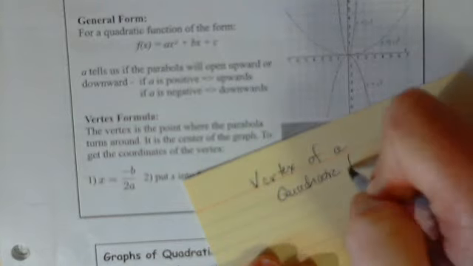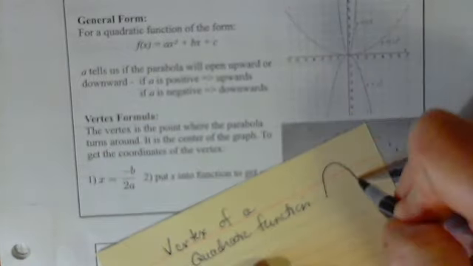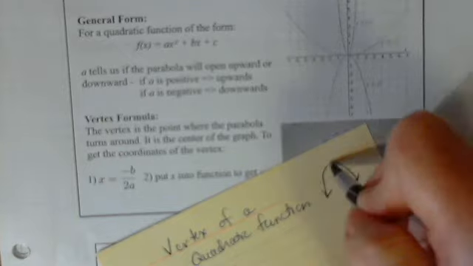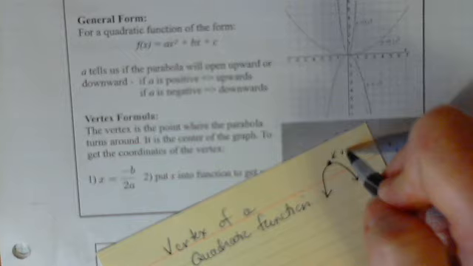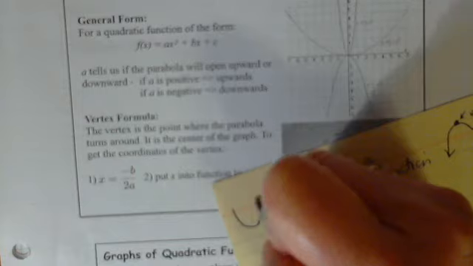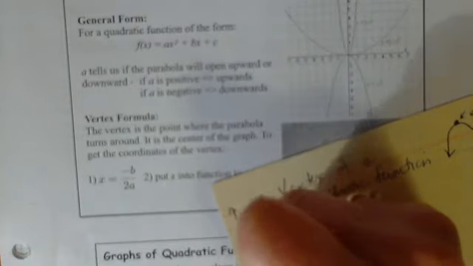So I'm going to suggest you grab another index card, because this is going to be really handy to have at your fingertips. So, vertex of a quadratic function. I'm just going to draw one like this to remind myself what they look like and where the vertex would be on that one. Vertex. And how about one that's curving upward? And the vertex would be here.